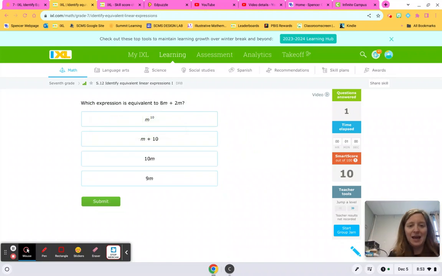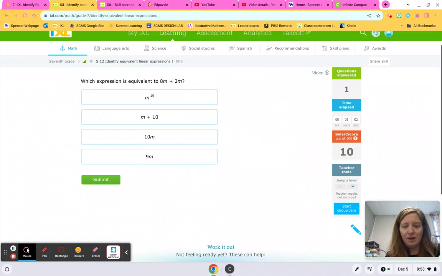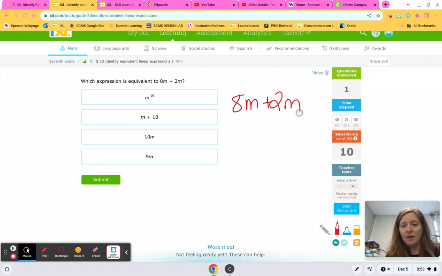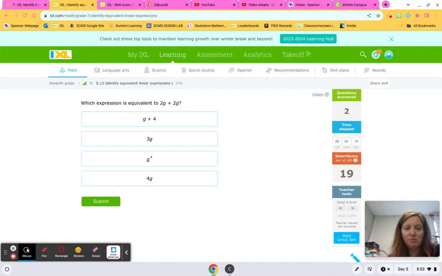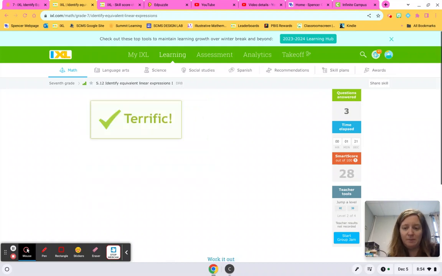What is equivalent to 8m plus 2m? So I have 8m and I have plus 2m. And I can combine those. Those are like terms. So I have 10m. So the answer there would be 10m. And then the next one, 2g plus 2g, simply 4g.